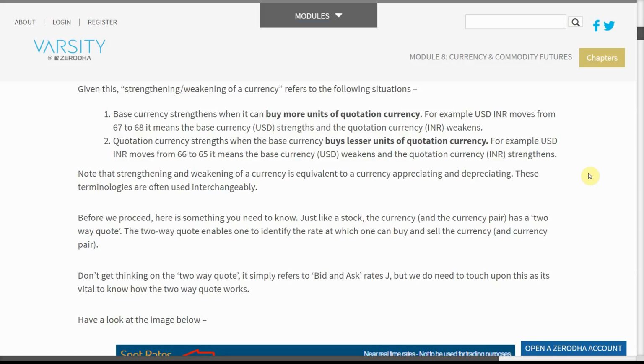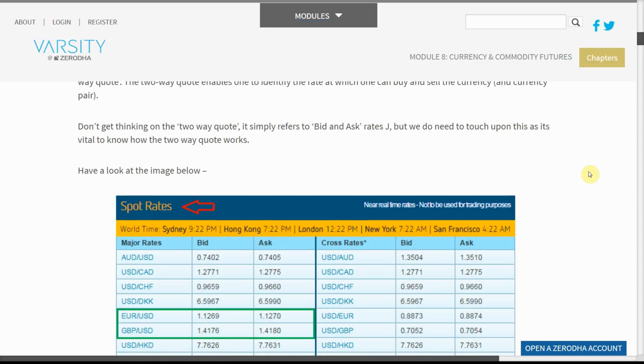Before we proceed, here is something you need to know. Just like a stock, the currency and the currency pair have a two-way quote. The two-way quote enables one to identify the rate at which one can buy and sell the currency and currency pair. Don't get worried about the two-way quote. It simply refers to bid and ask rates. But we do need to touch upon this as it's vital to know how the two-way quote works.